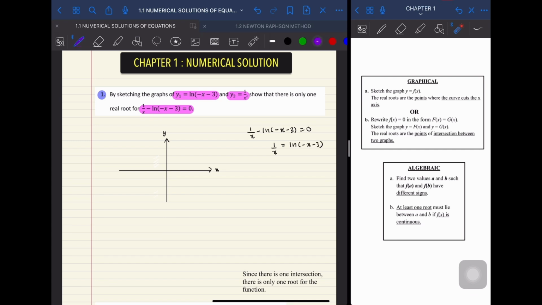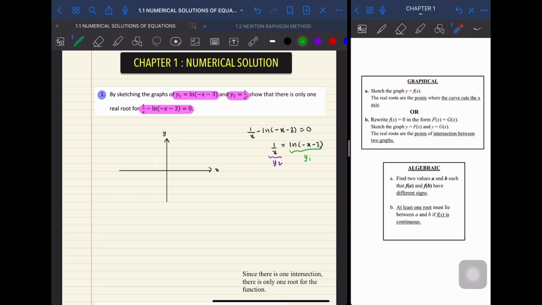So this is your y1. Sorry, this is your y2. And this is your y1. So basically you are using the graphical method. You need to draw two different graphs and check whether they have points of intersection between the two graphs. Okay, so now let's draw our graph.